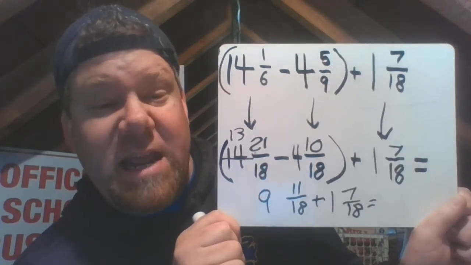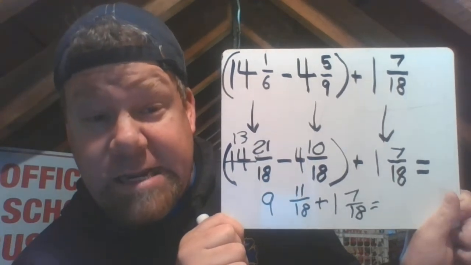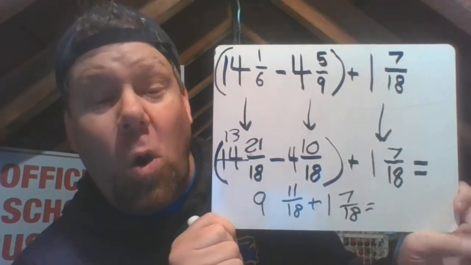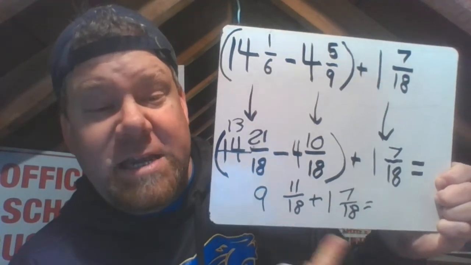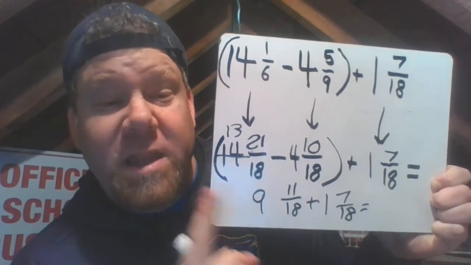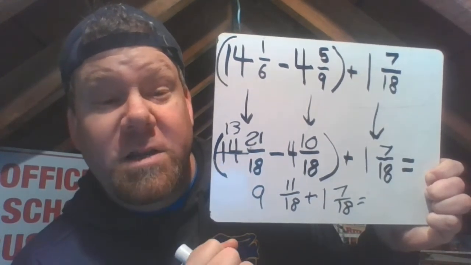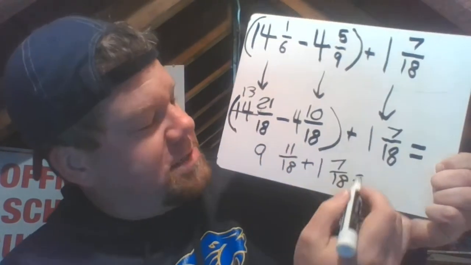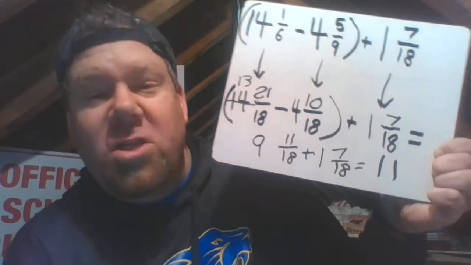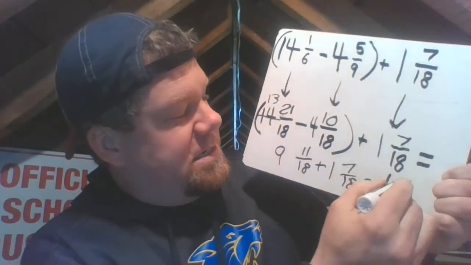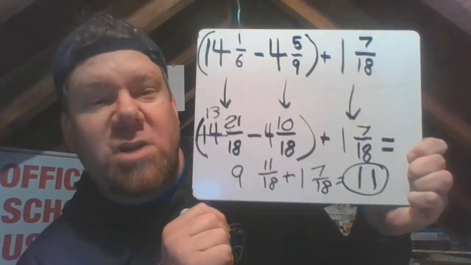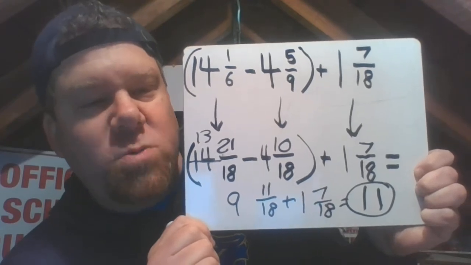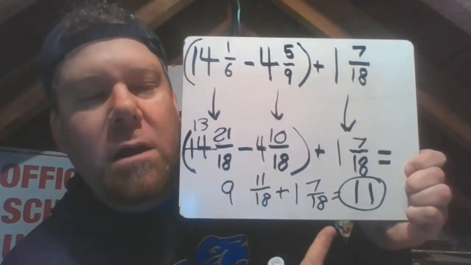11/18 plus 7/18 equals 18/18. What is 18/18? One whole, right? So 11/18 plus 7/18 equals 1. And then 9 plus 1 is 10. So what is 10 plus 1? 11, right? You've known that for a long time. So look at all that work we had to do just to get to the number 11. We started off with 14 and 1/6 minus 4 and 5/9 plus 1 and 7/18, and voila, we have the answer 11.